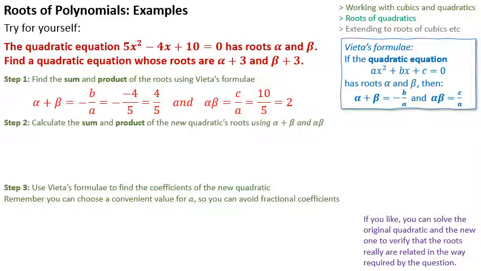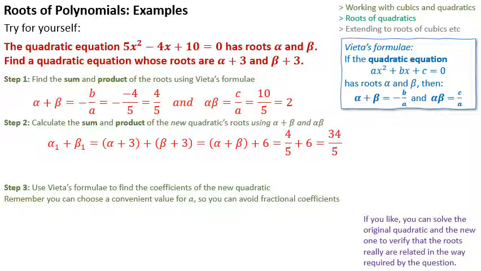Alpha plus beta, we know, is minus b over a. We can substitute those numbers in, we get 4/5. Alpha beta, similarly, we get a value of 2. Now, if we're looking for the sum of our roots for the new quadratic, we're going to need to add together alpha plus 3 and beta plus 3.